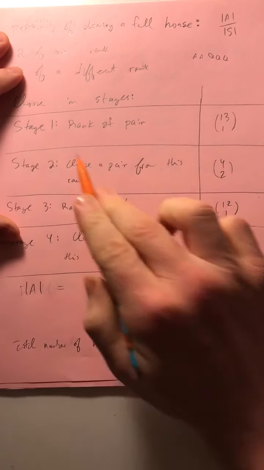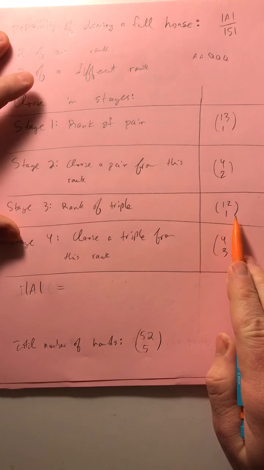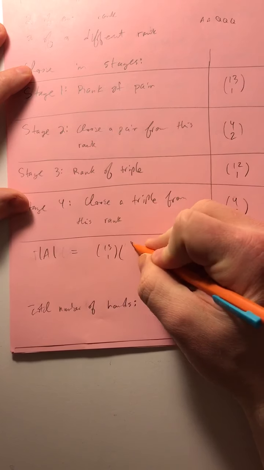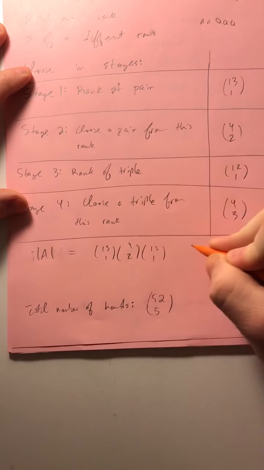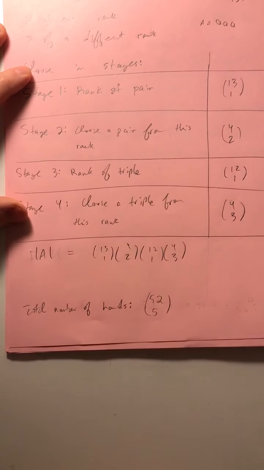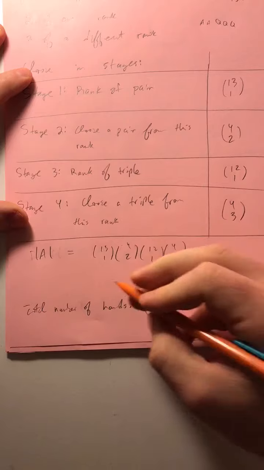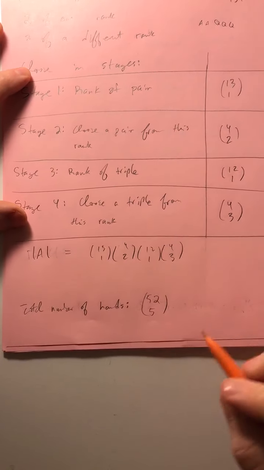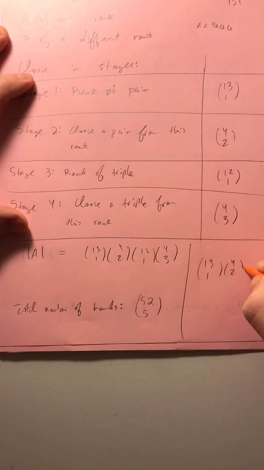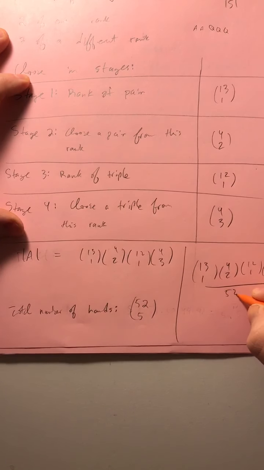And the total number, so I have this many choices in stage 1, then after that I have this many choices in stage 2, and then after that I have this many choices in stage 3, and then after that I have this many choices in stage 4, so the total number of ways to have a full house is this. Total number of hands is this. So my final answer is 13 choose 1, 4 choose 2, 12 choose 1, 4 choose 3, over 52 choose 5.